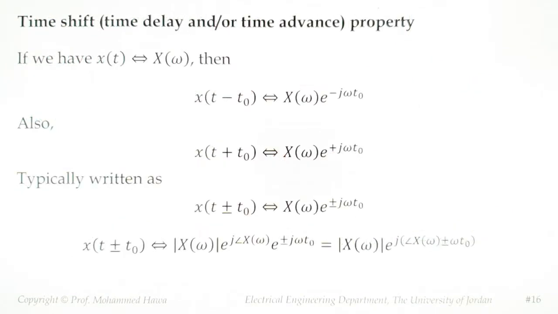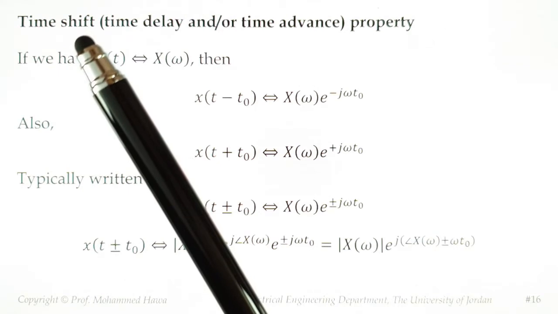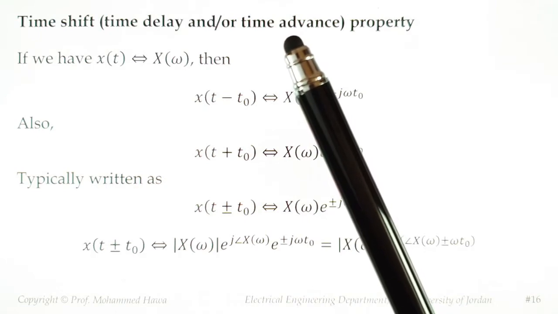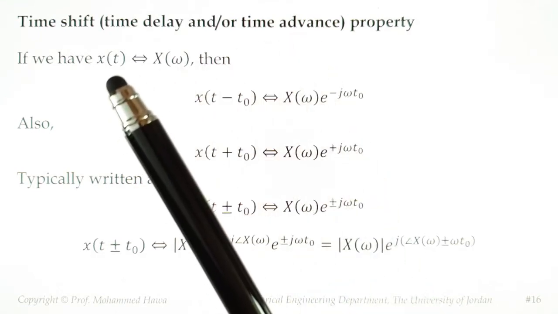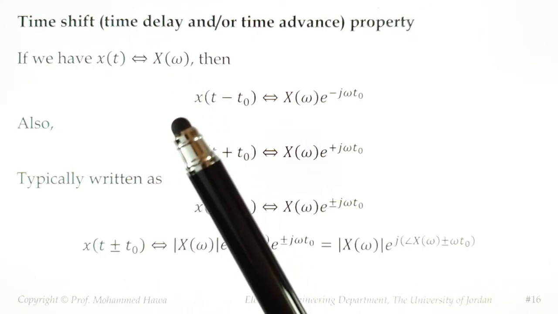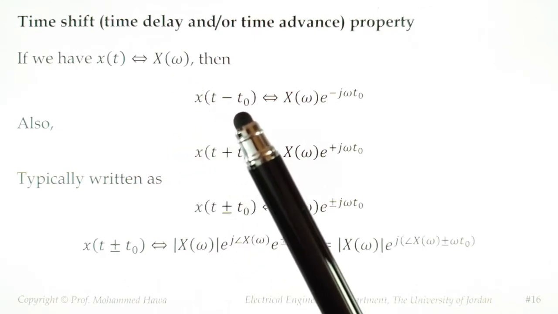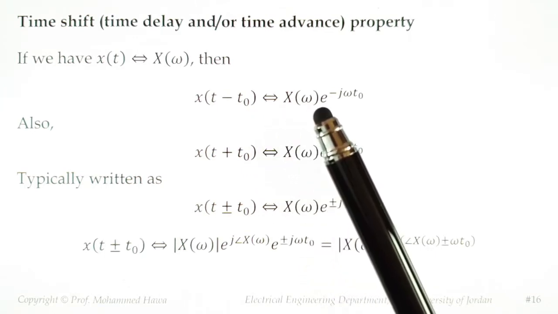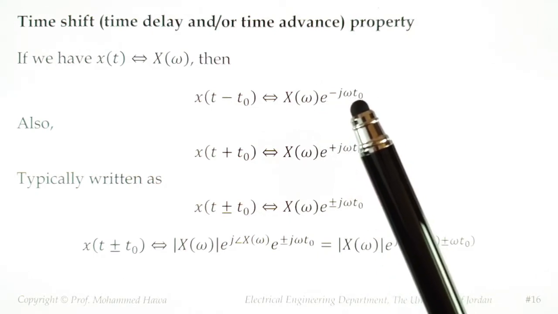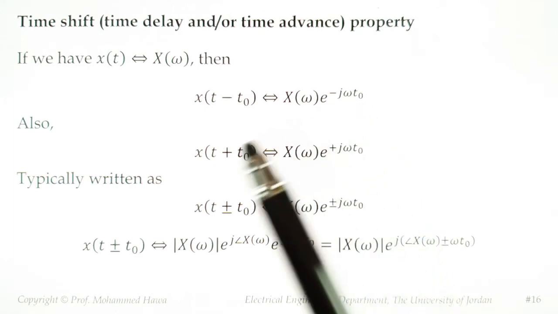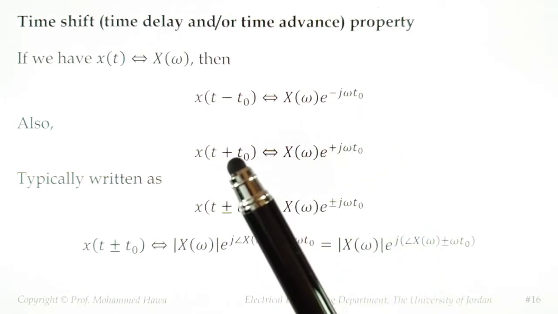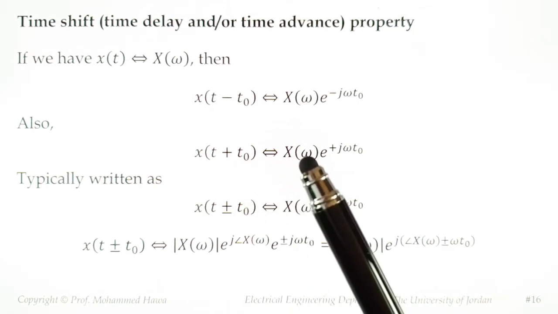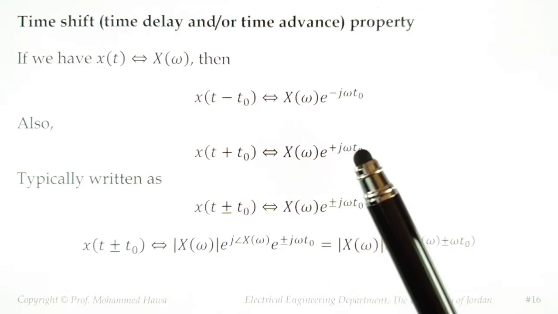Another important Fourier transform property is time shift. Time shift could be to the right, so it could be time delay, or time shift could be to the left, that's time advance. The property says if the Fourier transform of x of t is X of omega, then the Fourier transform of x of t minus t naught, shift to the right by an amount of t naught, is the same as X of omega. You just have to multiply by e to minus j omega t naught, where t naught is the amount of time shift. Similarly, if you want the Fourier transform of x of t plus t naught, that's shift to the left by an amount of t naught, it's equal X of omega, the same original Fourier transform, but multiplied by e to positive j omega t naught.